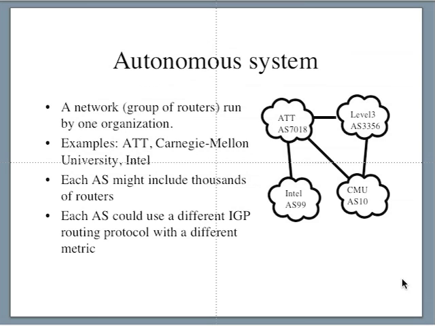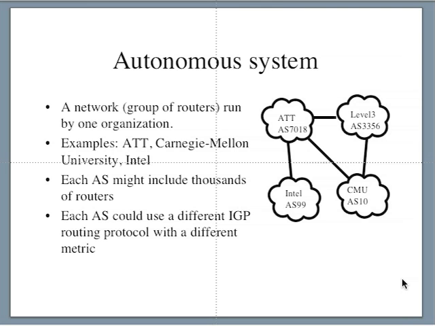Let's talk about what an autonomous system is. An autonomous system is a group of routers run by one organization. For example, AT&T is an autonomous system, Carnegie Mellon University is an autonomous system, Intel is an autonomous system. Each autonomous system might include thousands of routers. In fact, you can bet that the AT&T autonomous system probably has tens of thousands or maybe even 100,000 routers.